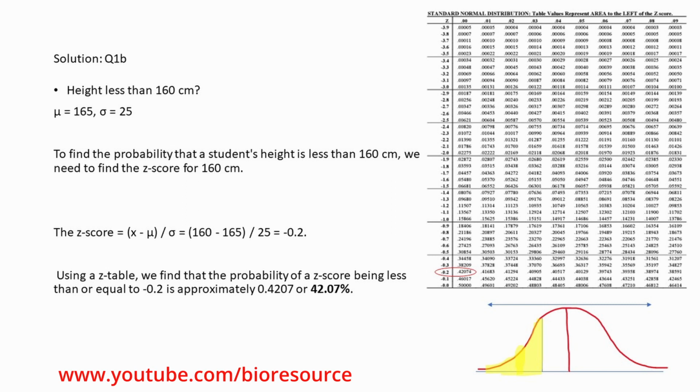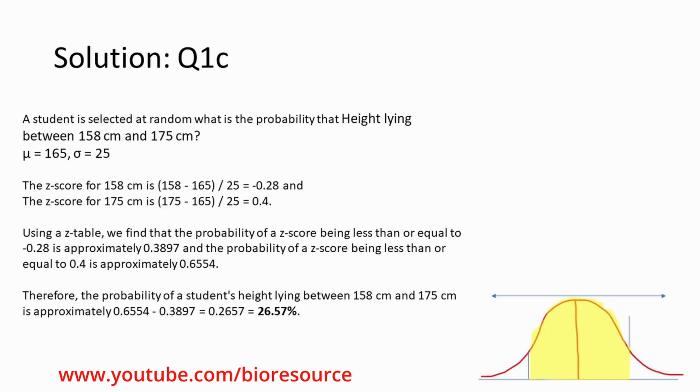As you can see in this graph, we are interested in the highlighted area, that is 42.07%. Coming to the next question, if a student is selected at random, what is the probability of the height lying between 158 centimeter and 175 centimeter? Similarly, let's calculate the Z score for 158 centimeter. That gives a Z score of minus 0.28. Calculating the Z score for 175 centimeter similarly, we get 0.4.